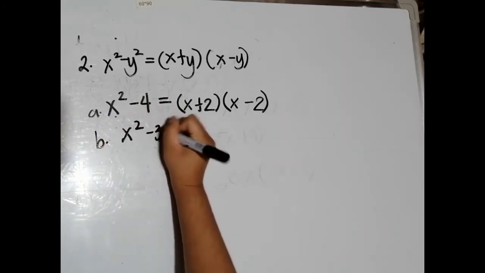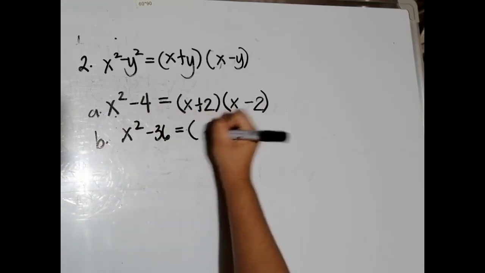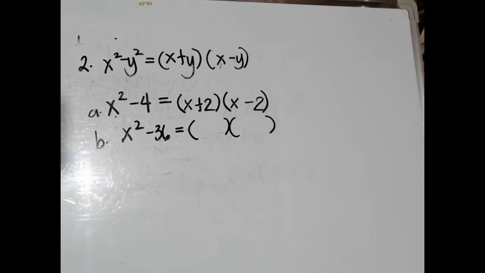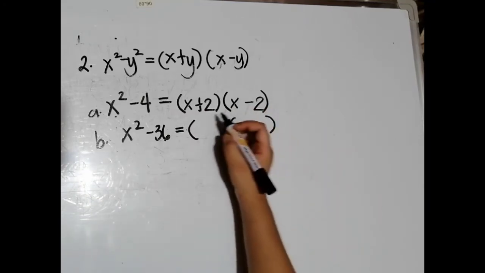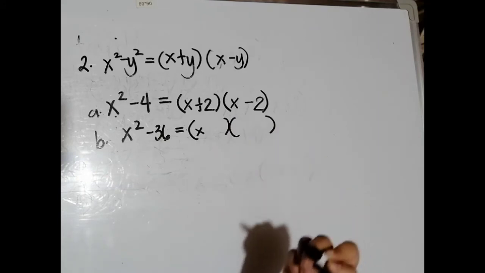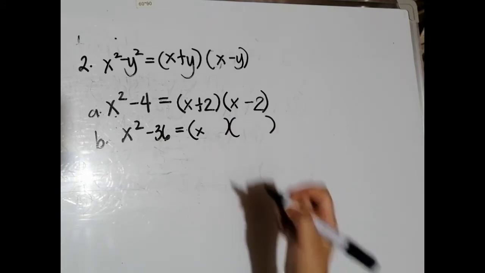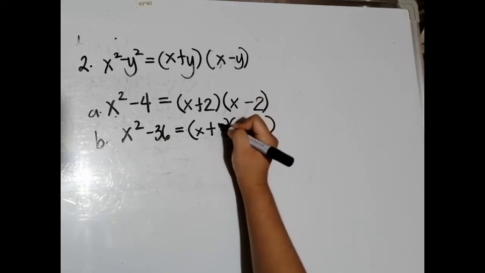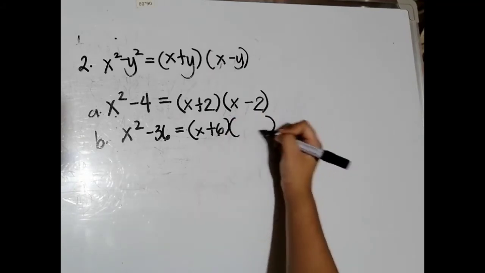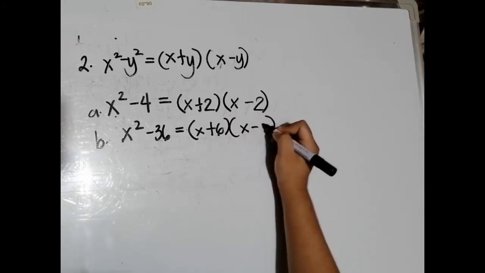Next, x squared minus 36. Looking at the pattern, we have the square root of 36, plus 6 and x minus 6.